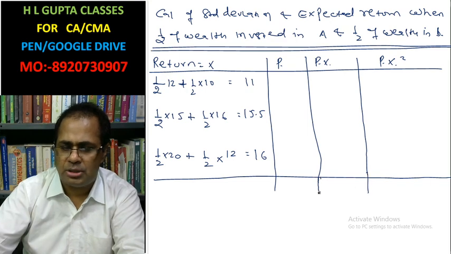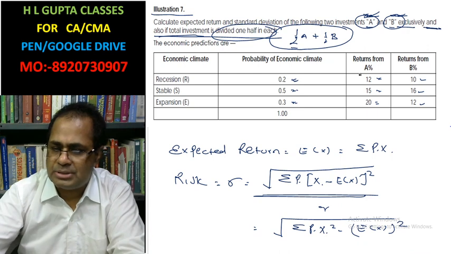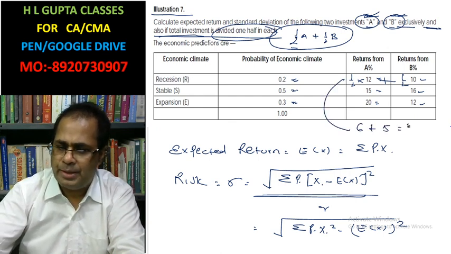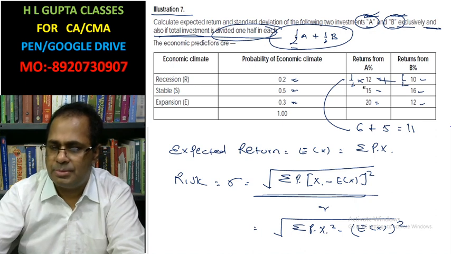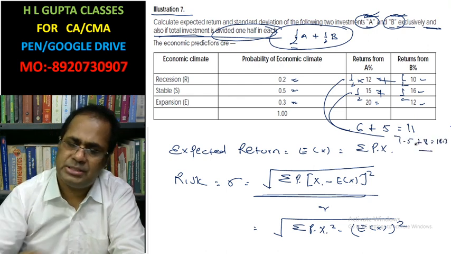Okay, how does this come? Just see the question. Half of this plus half of this: this is your 6 plus 5, this is your 11. Similarly, half of this plus half of this is 7.5 plus 8, 15.5. Like this it is calculated.